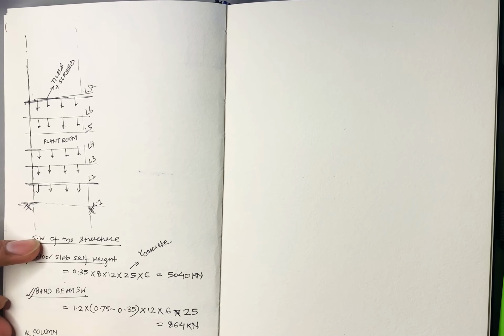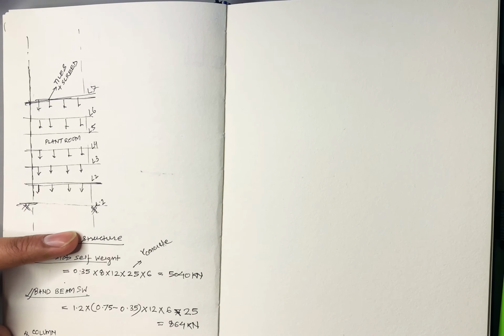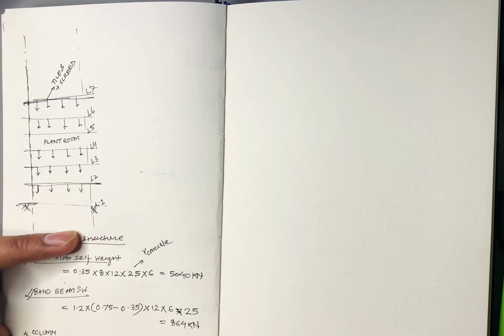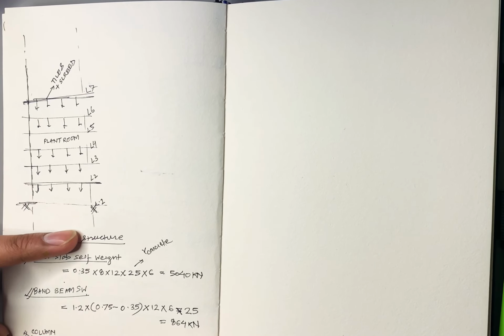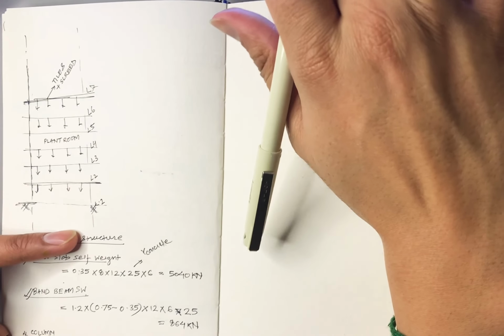What is the size of the column? It is 400 mm by 400 mm, so 0.4 into 0.4. And what is the height? The total story height was 3.5 meters. We need to subtract the band beam and the slab thickness, that is 0.75, and you multiply by 25, the density of concrete, and the number of floors, 6. This comes out to be 66 kilonewton. Great.